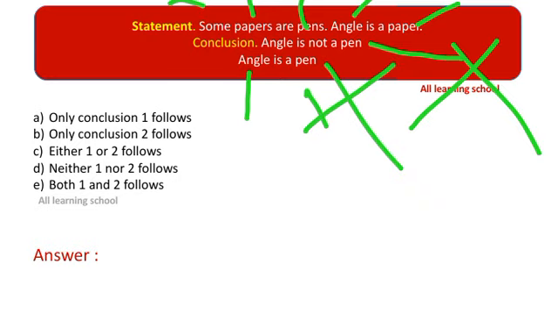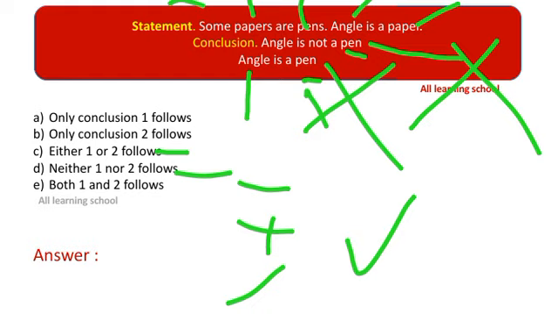Now we will look at the answer, whether it is from neither one nor two case or from either one or two case. We will look at the conclusion. First conclusion is negative, other conclusion is positive, so it could be from either one or two case. According to third rule of either one or two case, both conclusions are wrong. Third rule is also okay, so it will be from either one or two case.